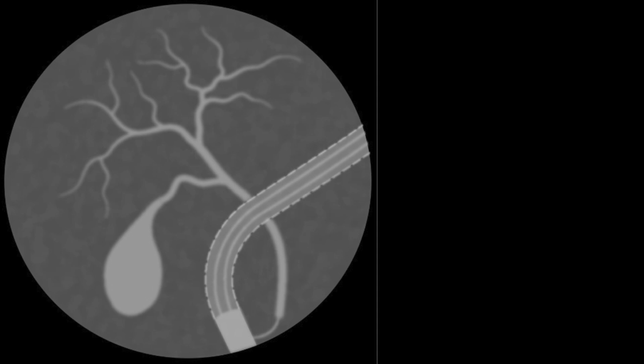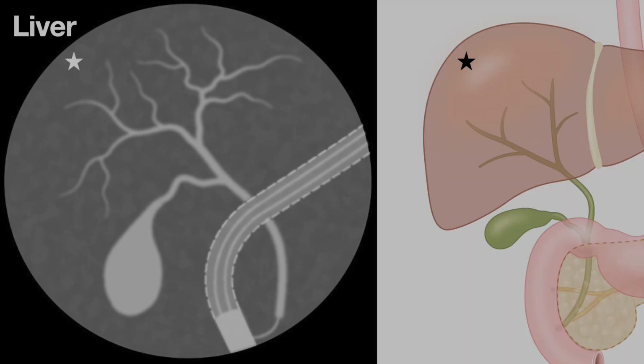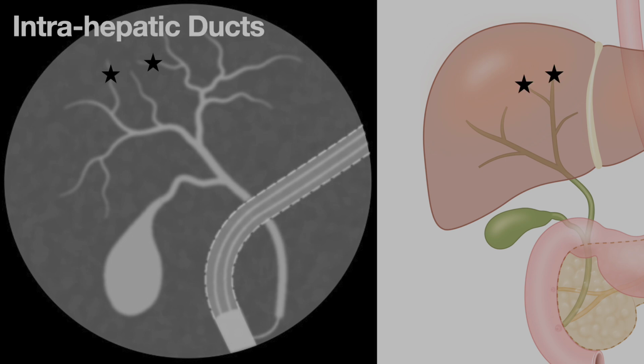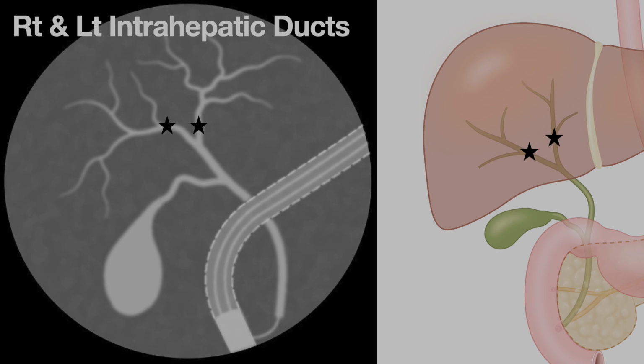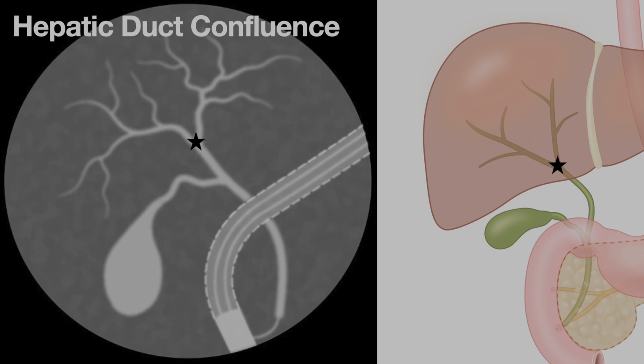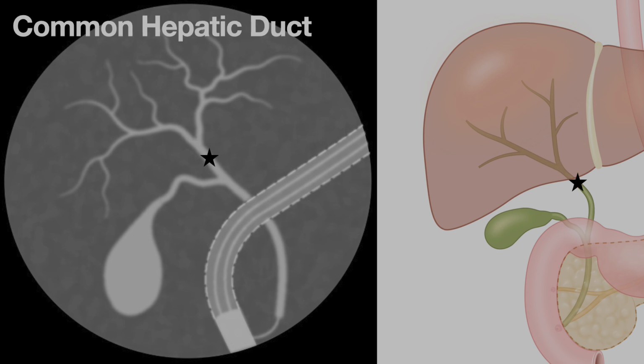Let me show you the different structures. You see the liver, intrahepatic ducts, right and left intrahepatic ducts join together to form the confluence of the hepatic ducts, and then it becomes the common hepatic duct.